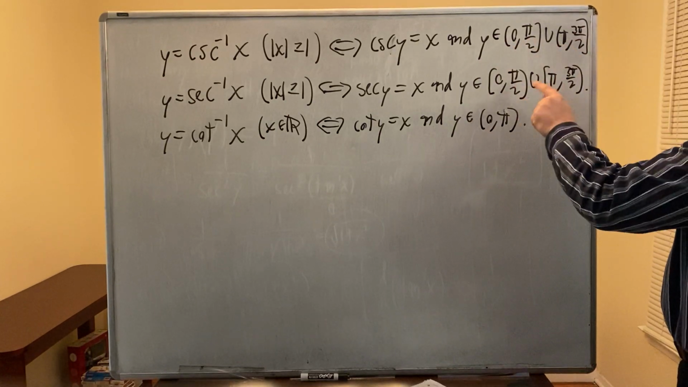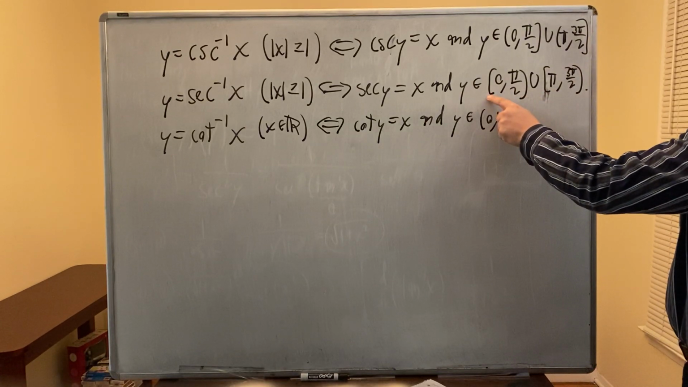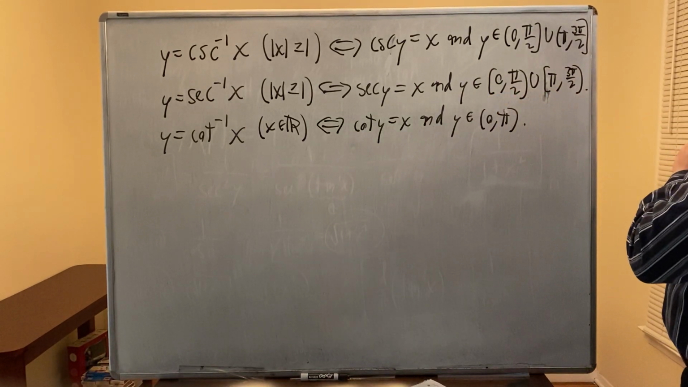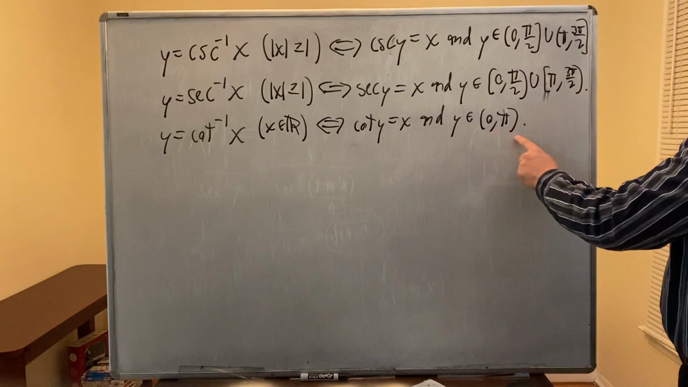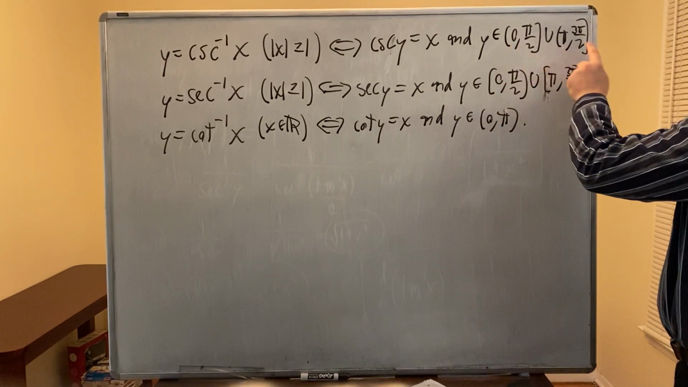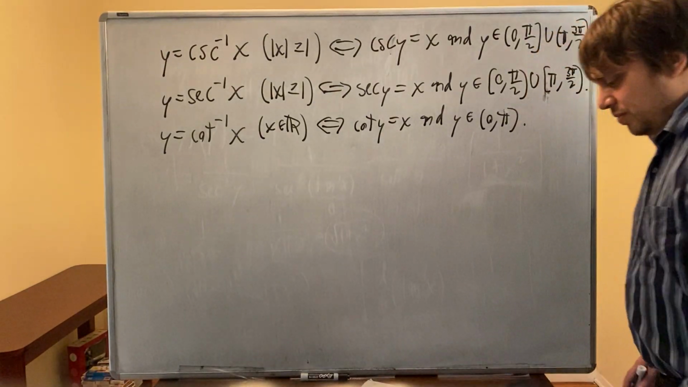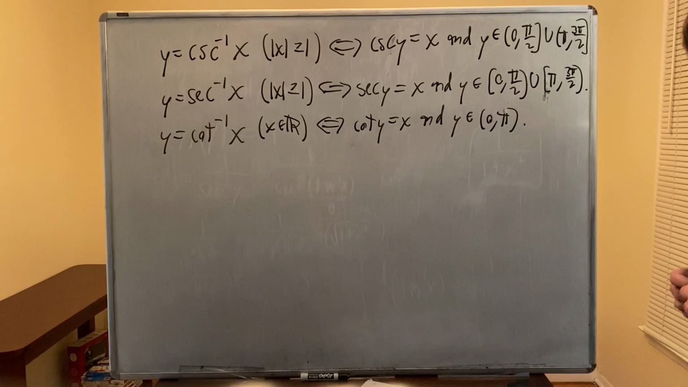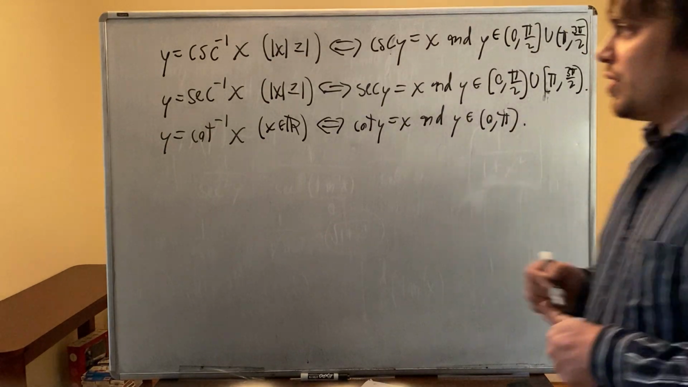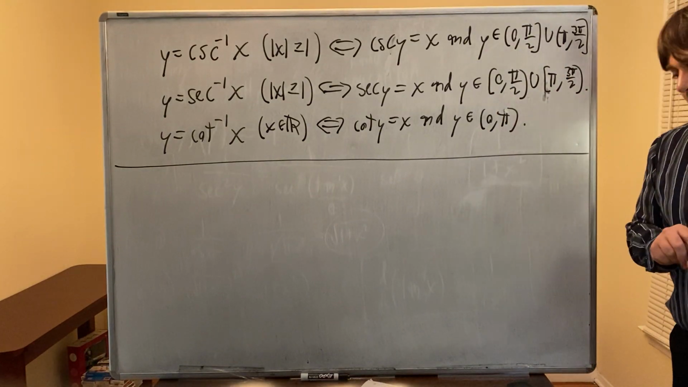When I have the bracket, it does include the endpoints. So it includes this one, and that one, and that one. That's what the brackets are, okay? Parenthesis, parenthesis, bracket, parenthesis, bracket, parenthesis, parenthesis, bracket, parenthesis, bracket. Okay? Okay, good. So we have the definitions of the three other inverse trig functions above that line.